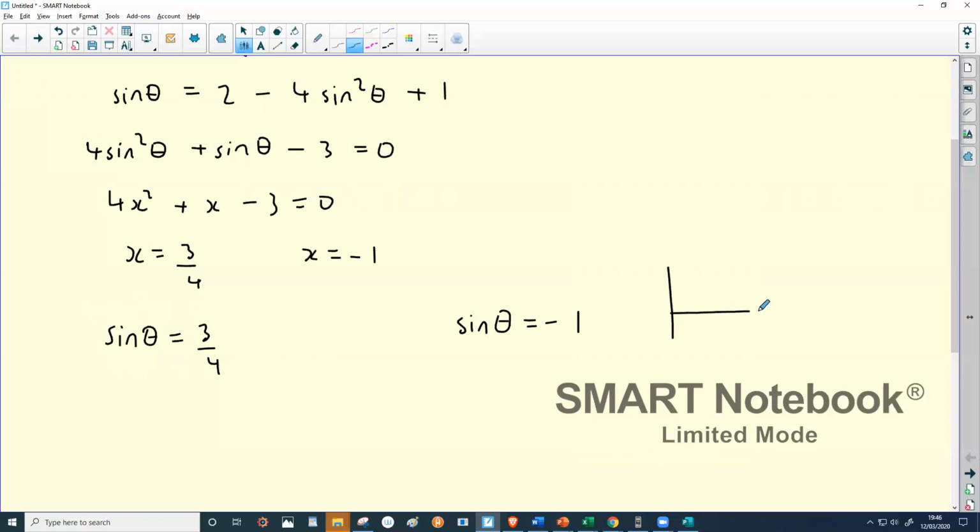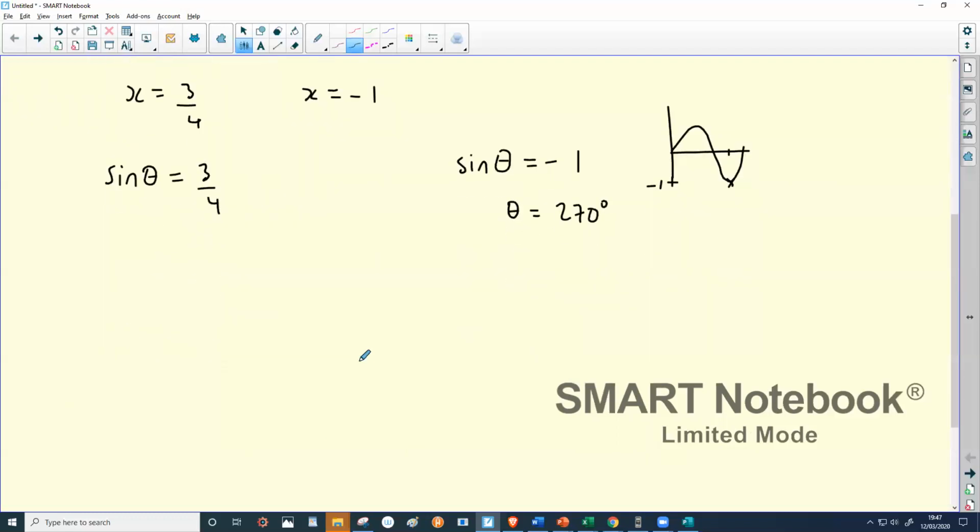Well, we think about the sine graph, it starts at the origin and it's a wave. There's only one place it's minus 1 in the range of 0 to 360. So at this point there, theta is equal to 270 for that. Now here, I like using a CAST diagram to solve. It's up to you what method you use to solve trig equations.